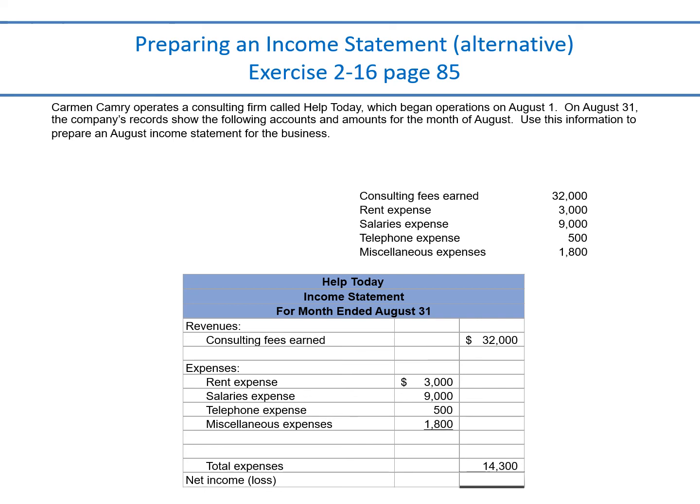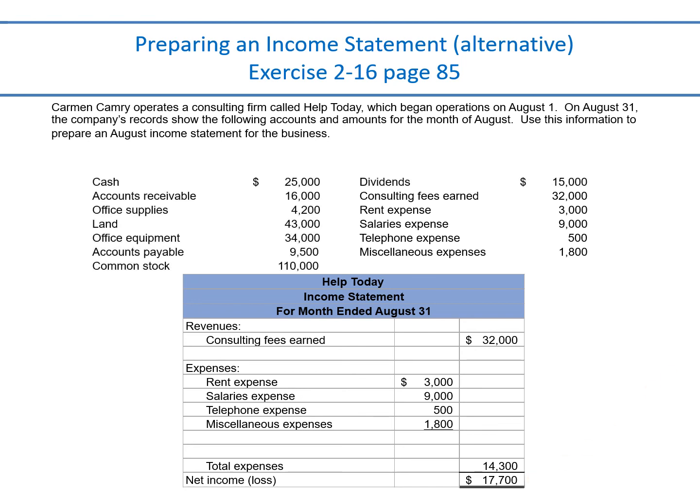Subtotal those. The subtotal belongs in the far right-hand column. Then we have revenues of $32,000, less expenses of $14,300, for net income of $17,700. Okay, how'd you do? Hopefully well.